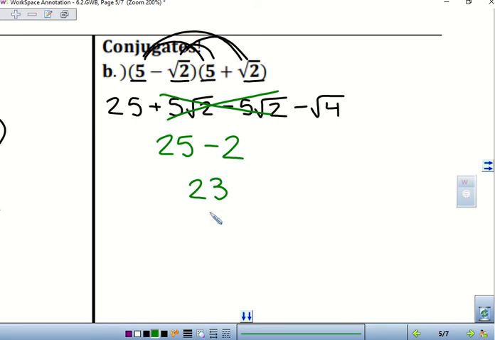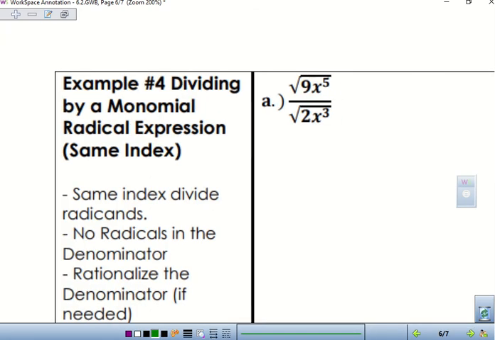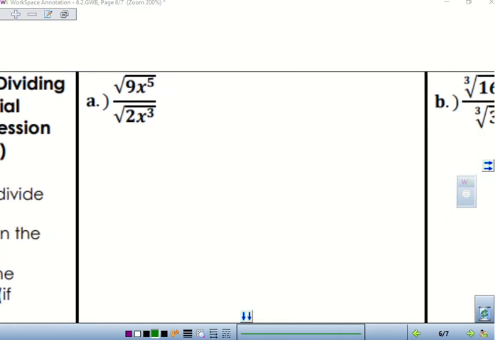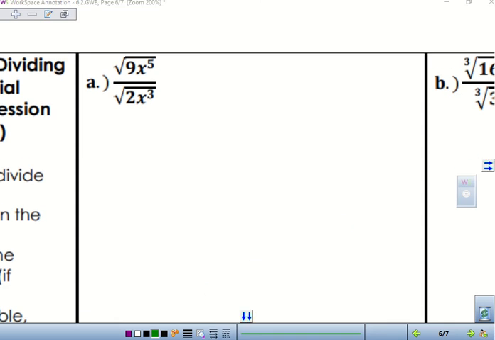So do we have any questions about that before we move on? Okay. Next one. Sometimes you're going to end up in a situation where you have a radical expression.